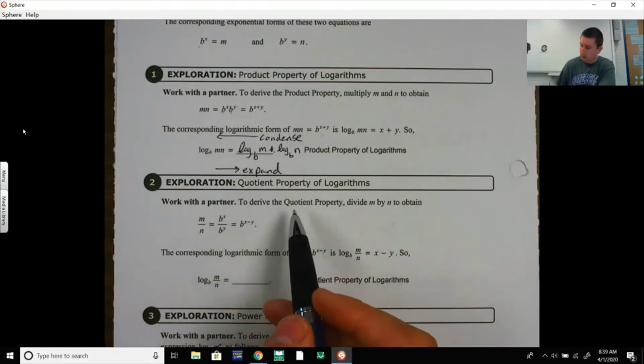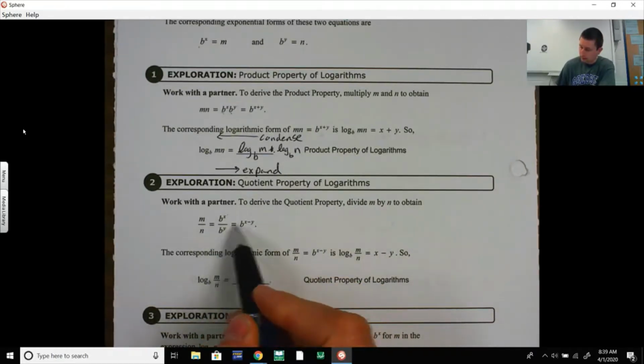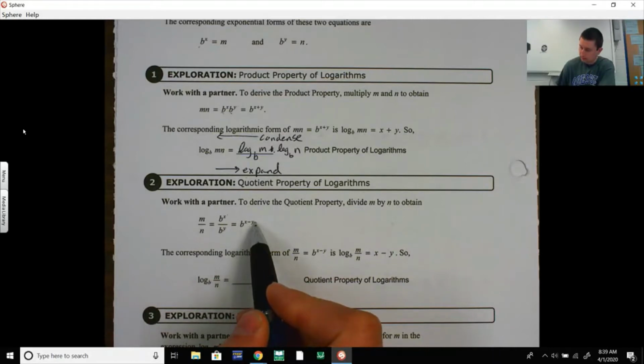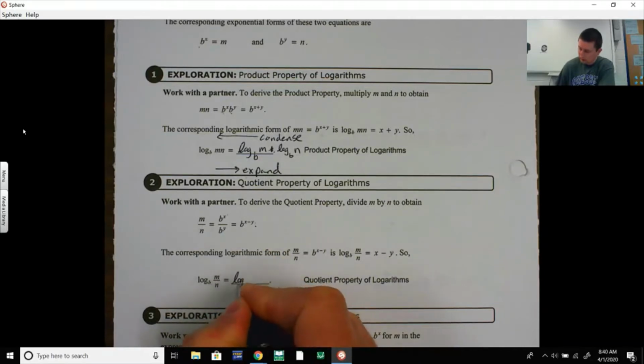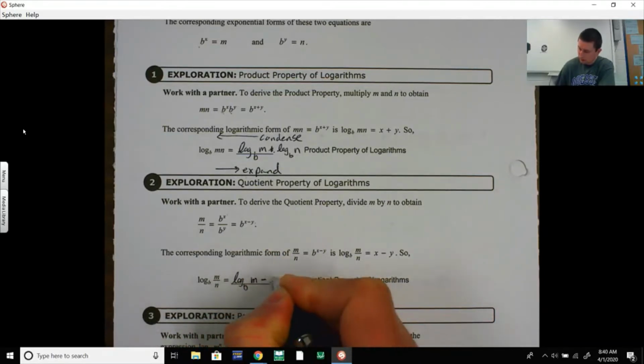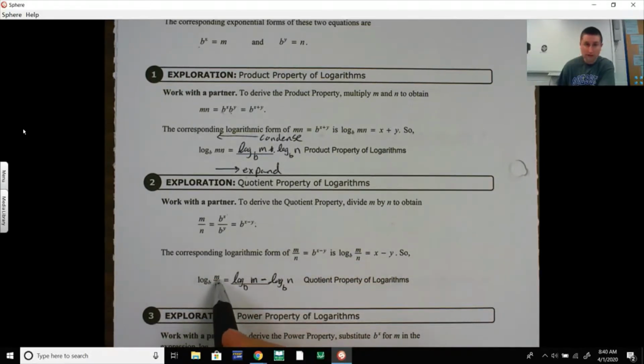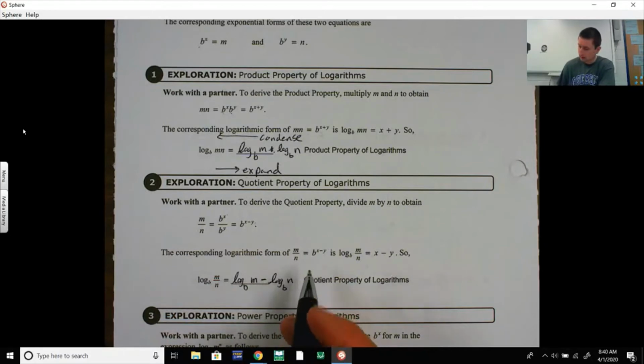The quotient property: if I have b to the x over b to the y, that's b to the x minus y. You subtract your exponents, so the same thing here. Log base b of m divided by n is log base b of m minus log base b of n. So you have a quotient that gets expanded using subtraction. Remember, things on the bottom are negative exponents. That's where that negative is going to come from.